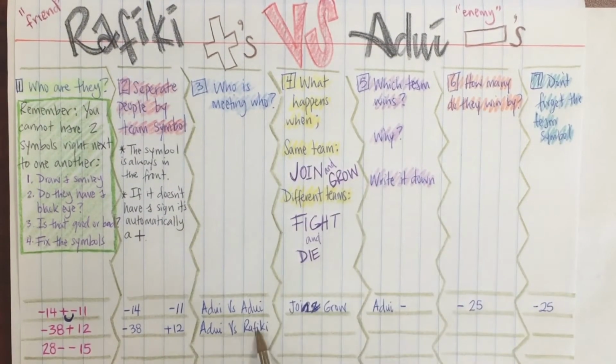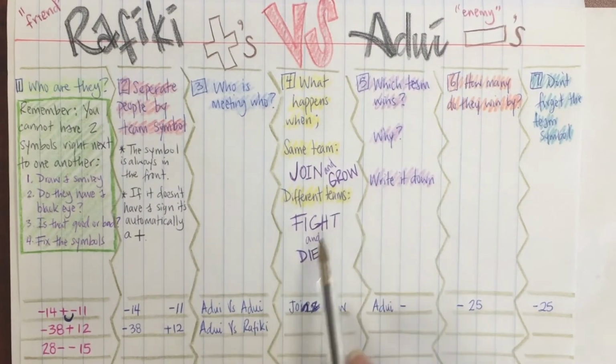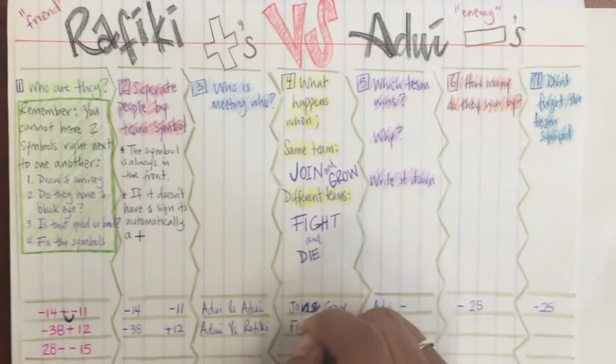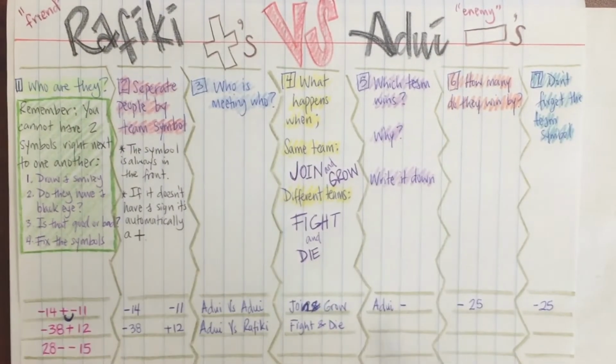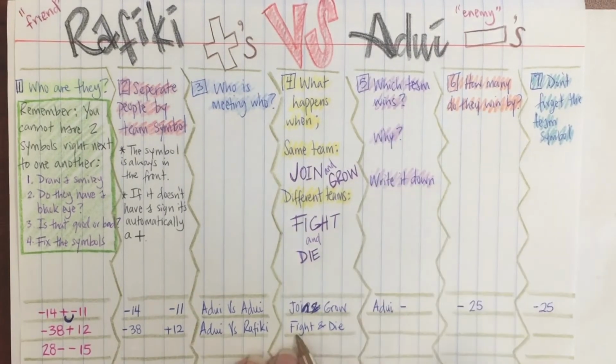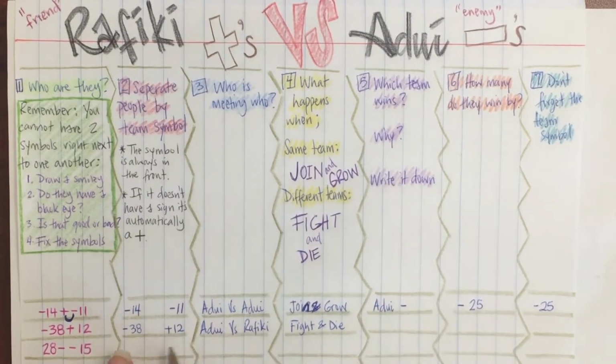Okay, what happens when different teams meet? Well, when different teams meet, they're going to fight and die because they're going to kill one another. They don't like each other. Who wins? So, Adui is going to win.